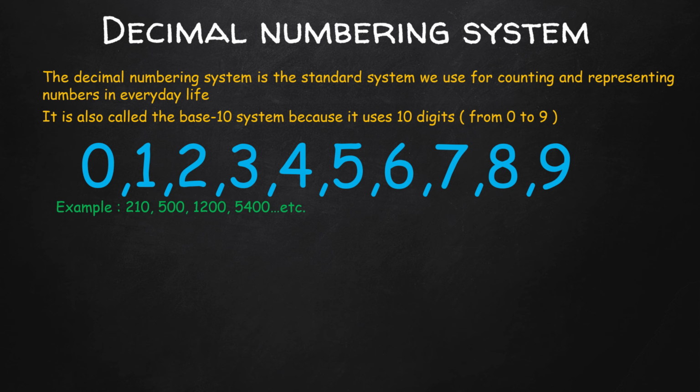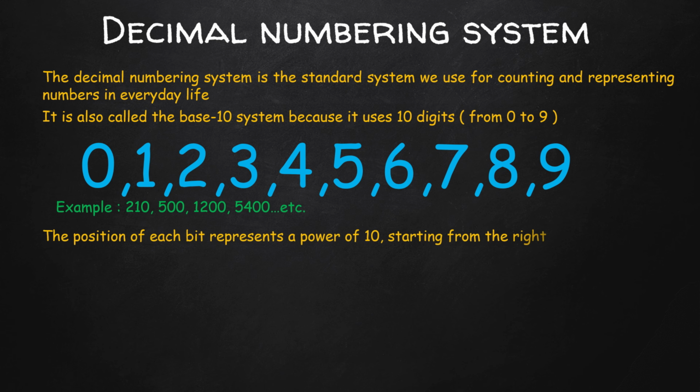And what is an example of a decimal number? I'll give you some examples of decimal numbers. They are 210, 500, 1200, 5400, etc. Whatever the decimal number is, they are all made up of these 10 digits from 0 to 9. The position of each digit represents a power of 10, starting from the right.